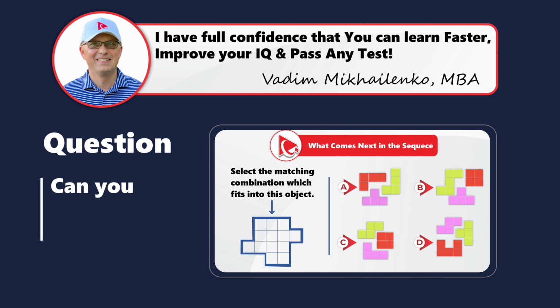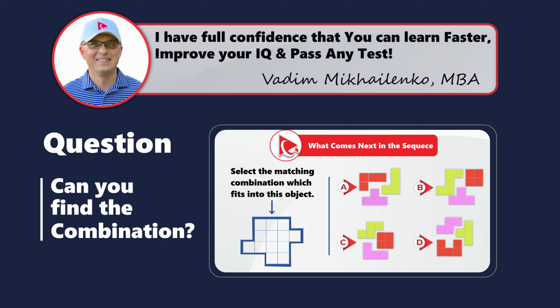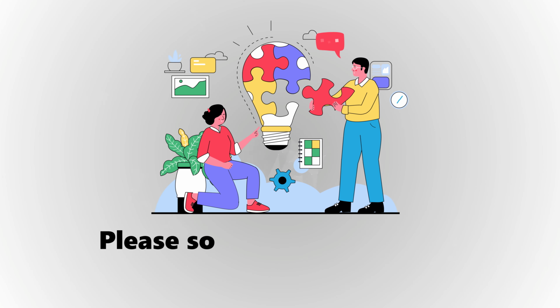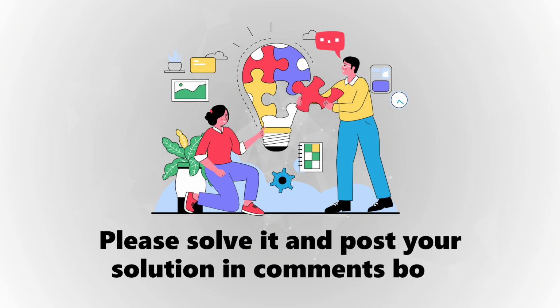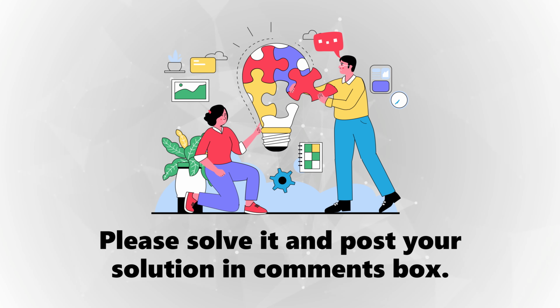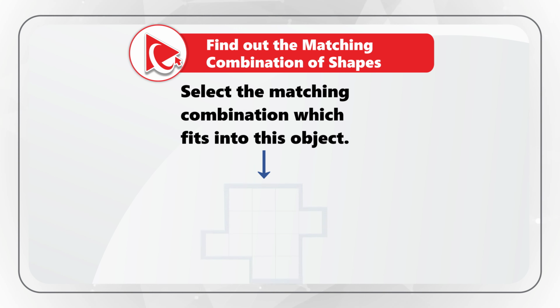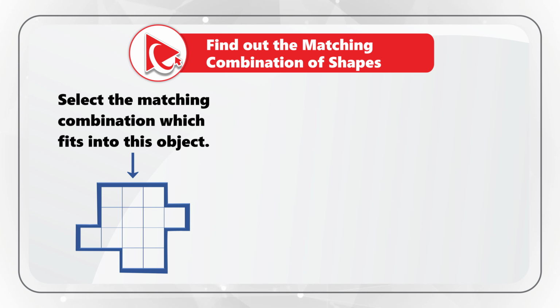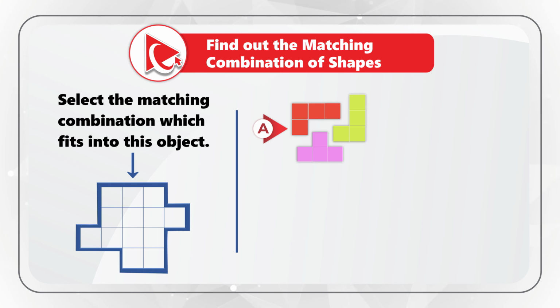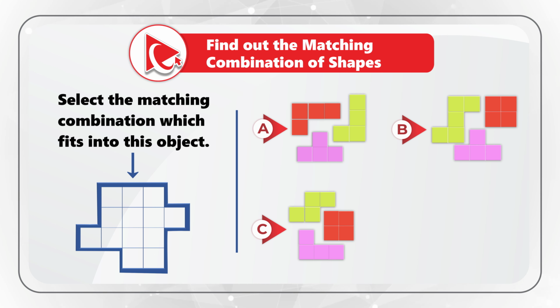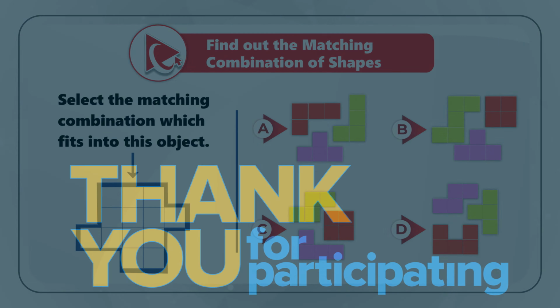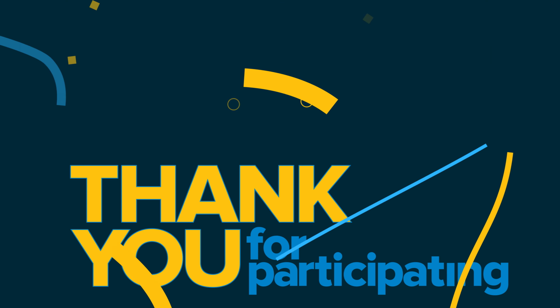And now I have a question for you to practice your skills. In this question, I'm not gonna give you the answer. Instead, I'm gonna ask you to solve it on your own and post your answer in comments, and I will give you my feedback once I see your comment. You need to select the matching combination which fits into one shape. And the choices are choice A, B, C, and D. Take a close look to see if you can solve it on your own. And once you solve it, please make sure to post your answer in comments. Thanks for participating, and good luck solving and finding the solution.